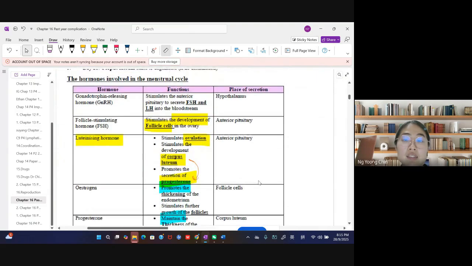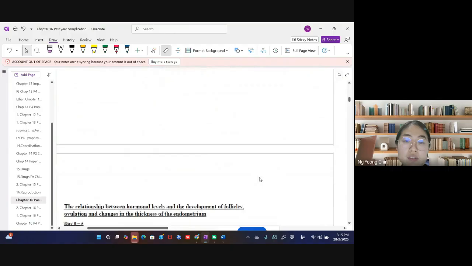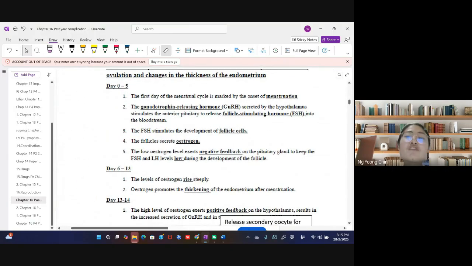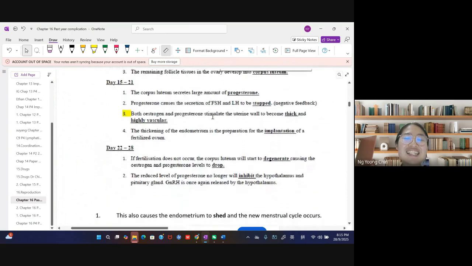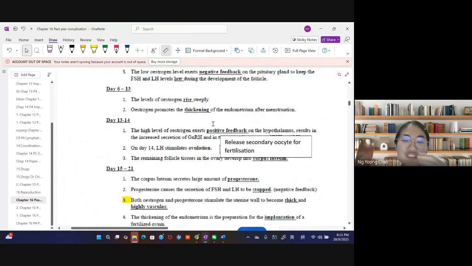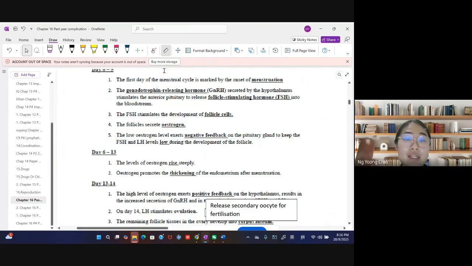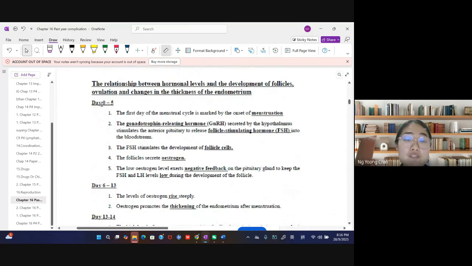Okay, that's all. Later we can have a look at the questions. If you still feel very confused, you can just read this statement. I think after you read it, it will help to clarify the process. You can see in the first 5 days, the first day of the menstrual cycle is marked by the onset of menstruation. Menstruation happens, so they will start bleeding.